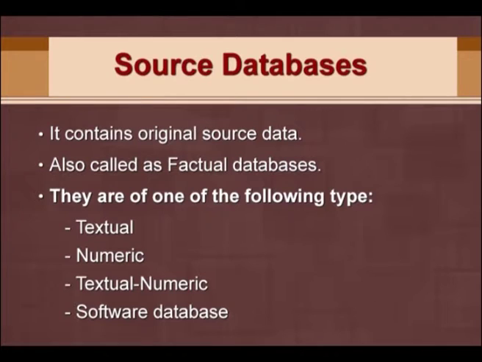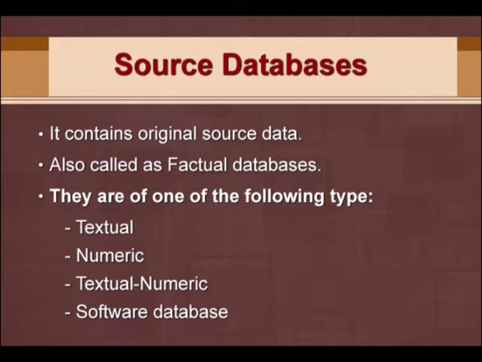Source database contains original source data, also called factual databases. They can be one of the following types. Suppose the source database contains textual data, then that particular database is called a textual source database. If it contains the numeric part, it is called a numeric database. If both the textual as well as the numeric are there, then we call it a textual/numeric source database, and then the software database. So, these databases originally contain the source data.